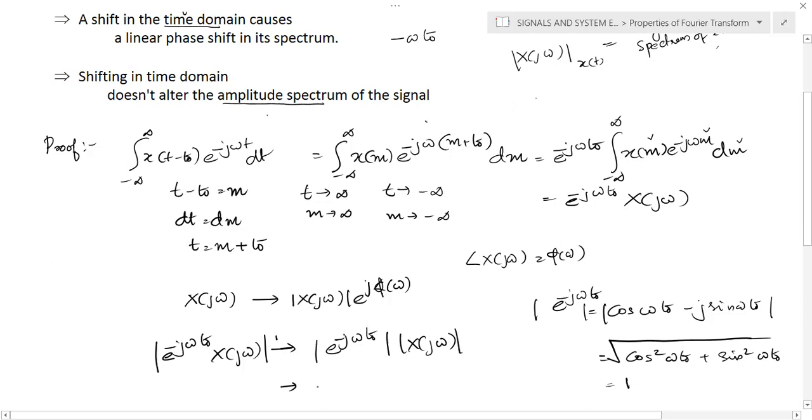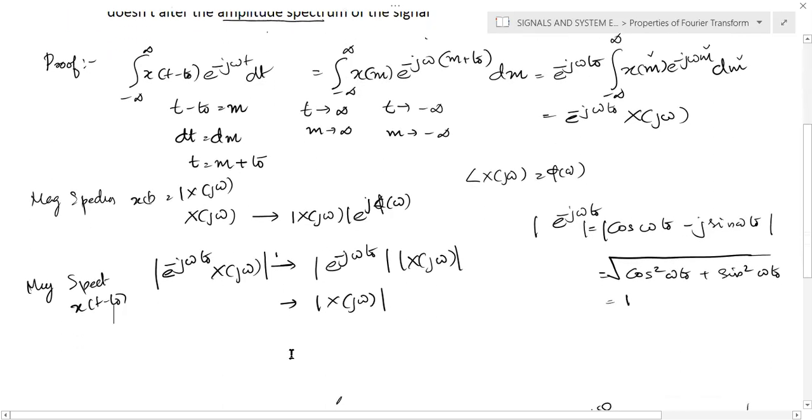So you can simply write its modulus of X of j omega. So that is the magnitude spectrum of X of j omega. That's the magnitude spectrum of x of t. It's modulus of X of j omega. And the magnitude spectrum of x of t minus t0 is simply modulus of X of j omega. So both are the same. Now we will talk about the angle.